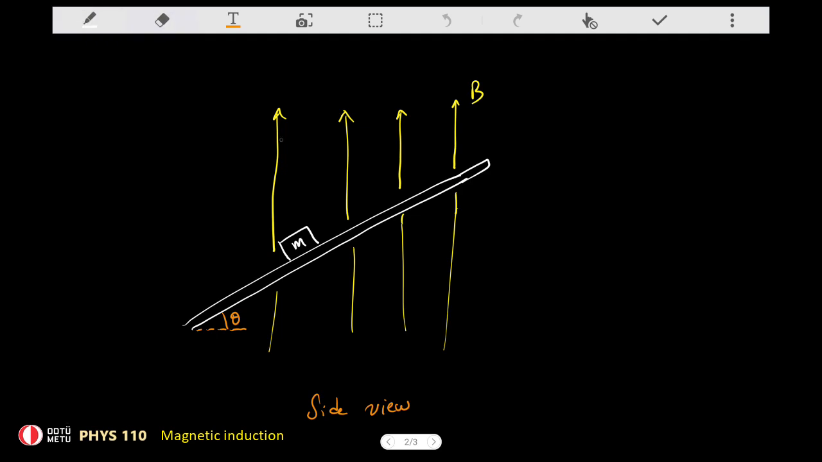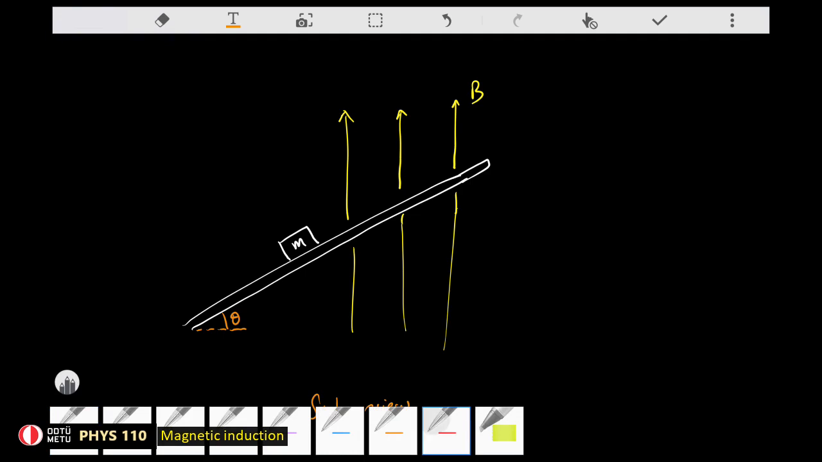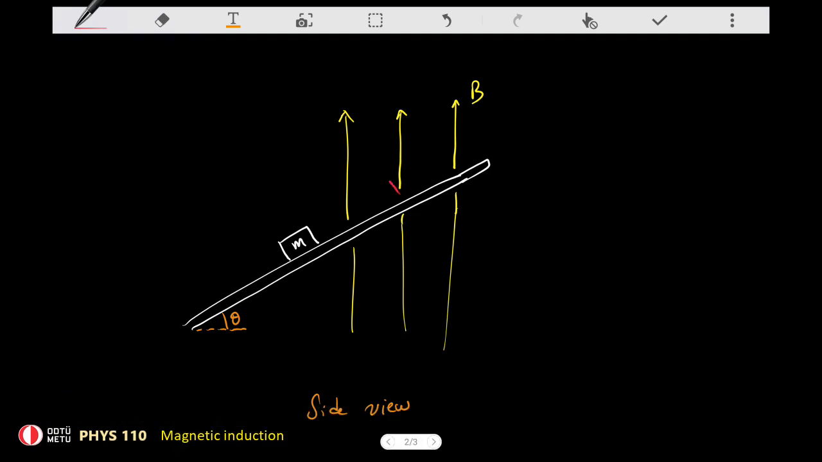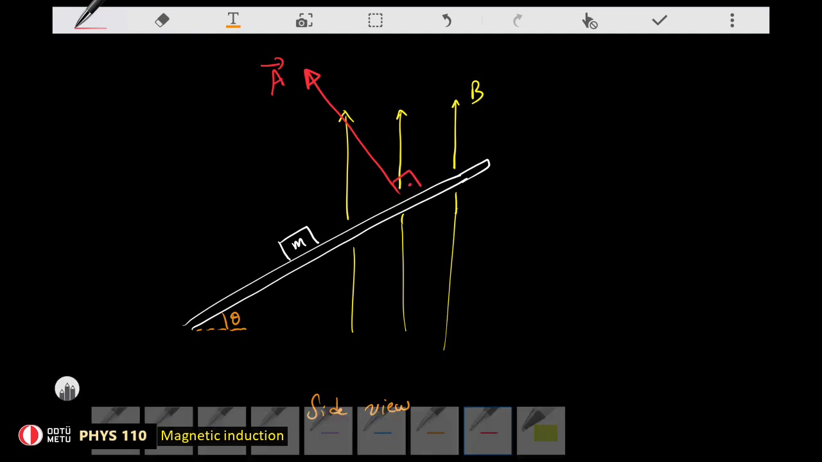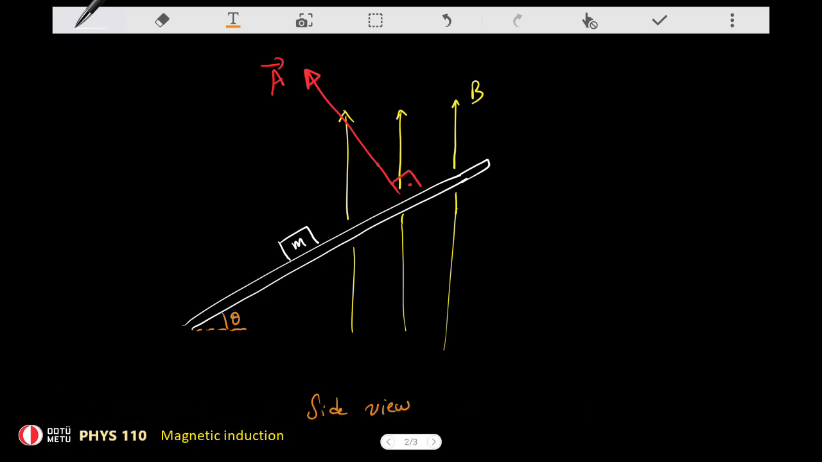Let me also erase this magnetic field in here. So in this case, of course, the area vector is a vector like that. Just remember that the area vector is a vector which is perpendicular to the surface. So therefore, it is like that. So therefore, the angle between the area vector and the magnetic field is equal to theta. So it's the same as the angle between the incline and the horizontal.